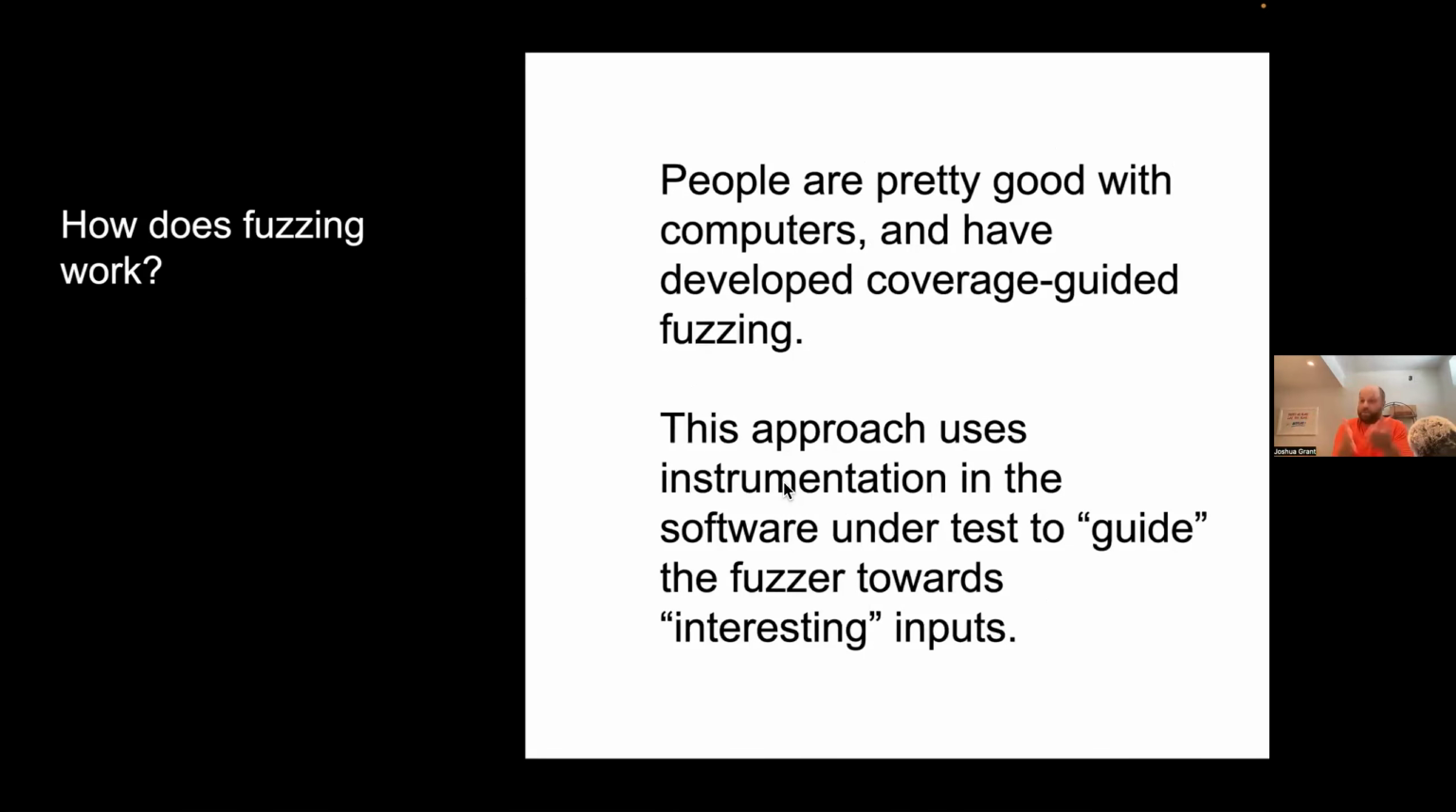But people are pretty good with computers. People are pretty smart. And so very smart people have developed coverage guided fuzzing. This goes beyond just randomly generating data. This approach uses instrumentation in the software, in the fuzzer, to guide the fuzzer to interesting results. It uses things like evolutionary algorithms to feed back and look at what the output of the previous run was, analyze that, and drive the fuzzer towards something interesting. This is a case of using artificial intelligence, not the LLM style that's popular right now with ChatGPT and all that, more of a classic case of AI.